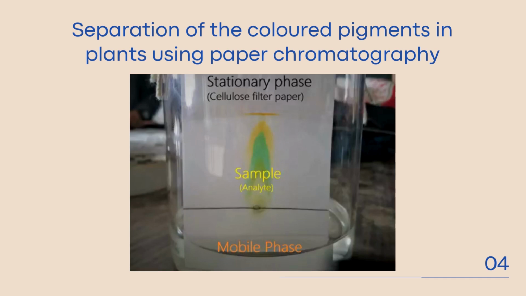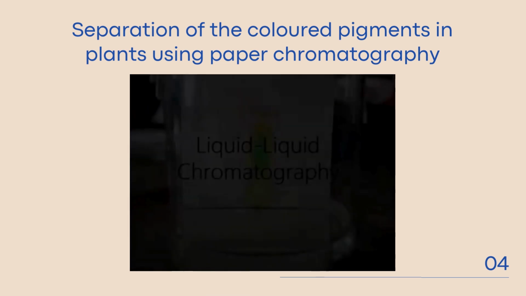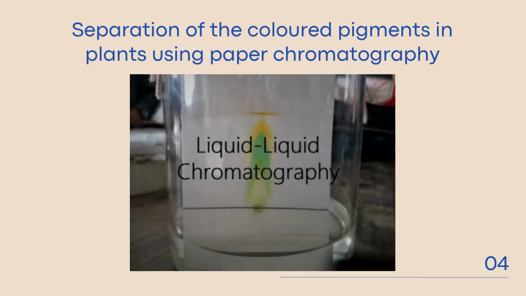The mobile phase is usually a polar or a nonpolar solvent or a mixture of both and travels up the stationary phase carrying the samples or analyte along with it. Paper chromatography is therefore also referred to as liquid-liquid chromatography.